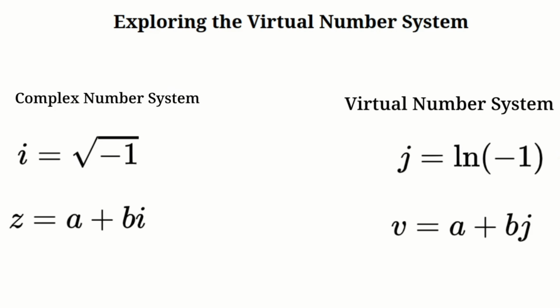This changes how we think about imaginary numbers, trigonometry, and even geometric transformations. We will derive everything step by step, from square roots, exponentials, and trigonometric functions to the roots of unity and the geometric differences between the complex and virtual planes. Let's get started. 1. Defining the virtual number system.